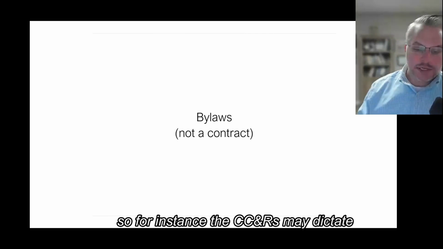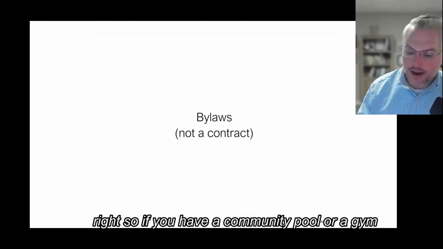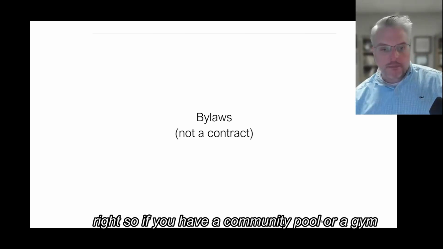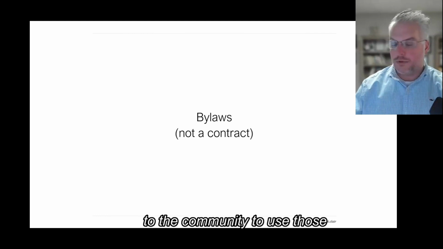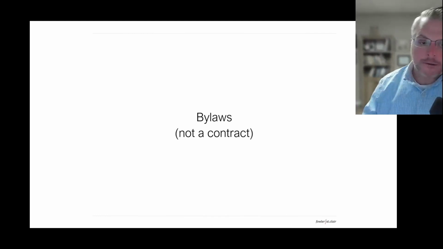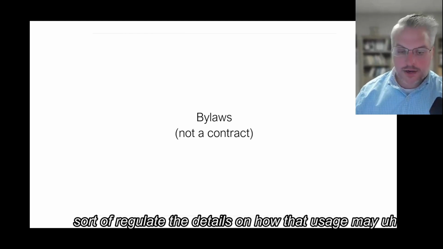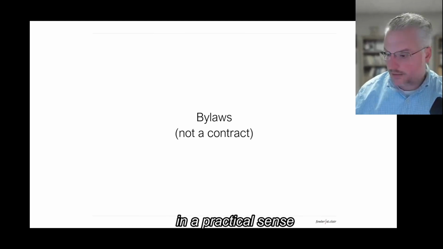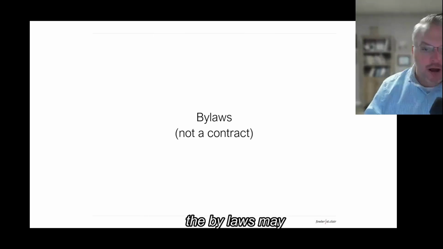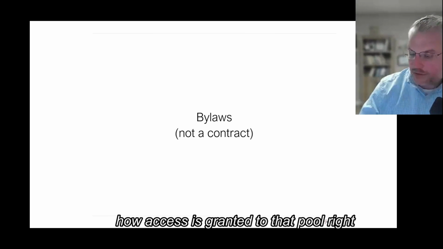So for instance, the CC&Rs may dictate that the common elements may be used by any member of the association, right? So if you have a community pool or a gym or a golf course or whatever it may be, the CC&Rs will give a right to the community to use those if you own property. The bylaws may regulate the details on how that usage may actually work in a practical sense. So if there's a community pool, the bylaws may dictate how access is granted to that pool, right?